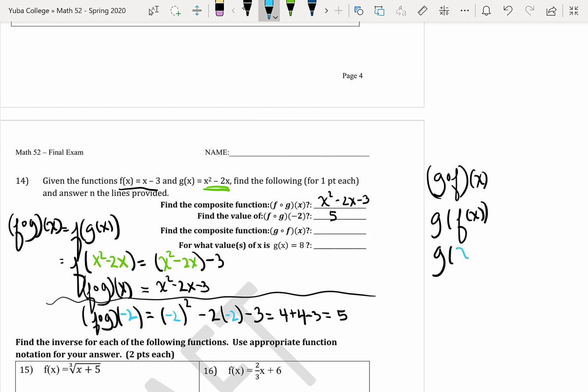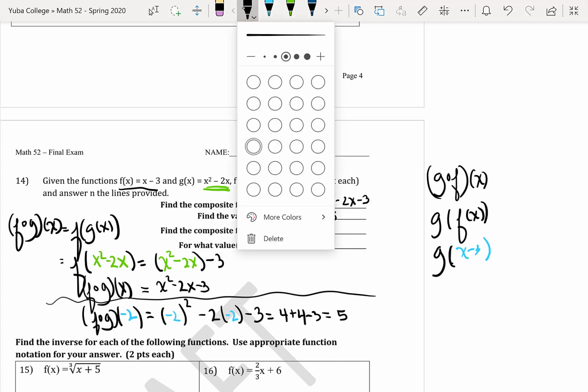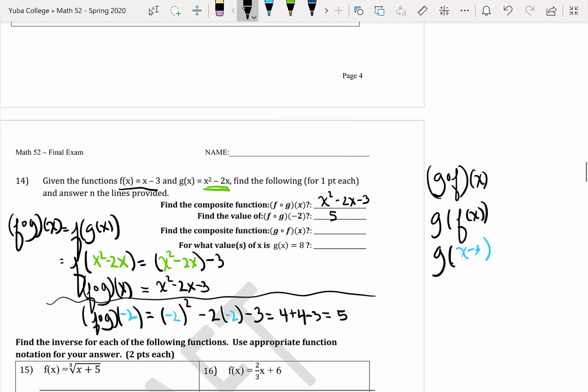and now wherever we see an x in g of x, we're going to place parentheses there and then put x minus 3 inside the parentheses. So we see an x, quantity squared, so we're going to put parentheses, quantity, and then a square. And then we see minus 2, and then we see an x, so we're going to put parentheses there. Inside our parentheses, we're going to replace that x with an x minus 3. Or in our case, just go into the parentheses and rewrite it as x minus 3.